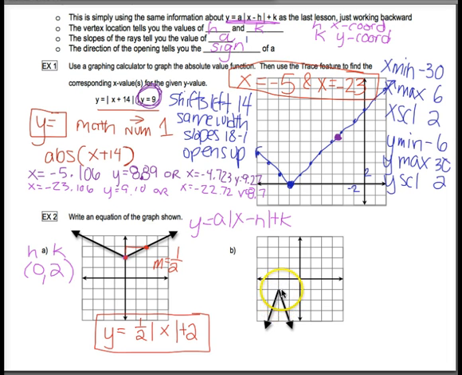So why don't you try this last one? Go ahead and try to write its equation. So pause it for a second and then unpause it to see if you can do this correctly.